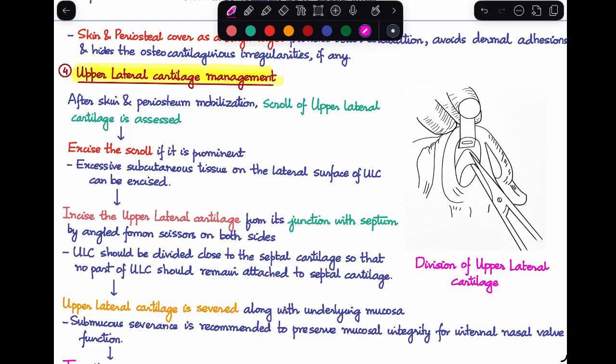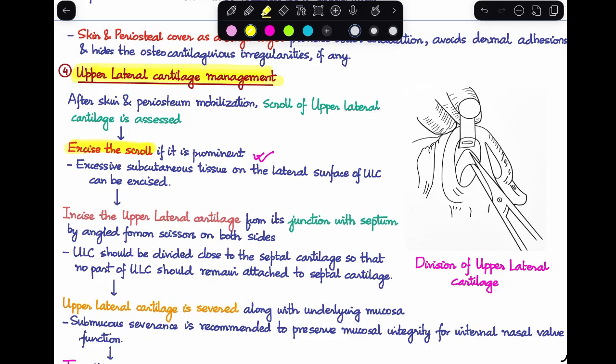So we will first of all assess the scroll of the upper lateral cartilage. To know what the scroll is, again refer to my surgical anatomy video where I explain more about it. Once you have assessed the scroll, in case it is very prominent, you may need to excise the scroll. And here you have to be very careful that excessive connective subcutaneous tissue, if it is present on the lateral surface of the upper lateral cartilage, will also need to be excised.